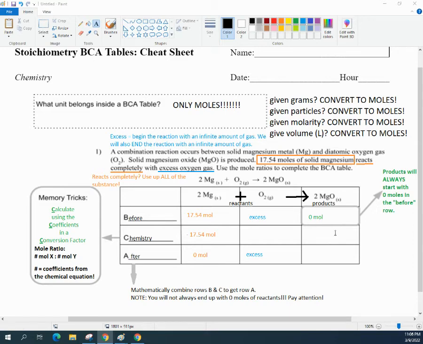The reason I'm pointing to this one for magnesium oxide is because it has a 2-to-2, or 1-to-1, ratio with magnesium. That means if we have 2 moles of magnesium, we're going to make 2 moles of magnesium oxide. If we have 8 moles of magnesium, we're going to have 8 moles of magnesium oxide. If we have 42 billion moles of magnesium, we're going to have 42 billion moles of magnesium oxide. So if we have 17.54 moles of magnesium, we're going to have 17.54 moles of magnesium oxide. Again, I just understood the 1-to-1 ratio. I didn't really have to do any math at this point.